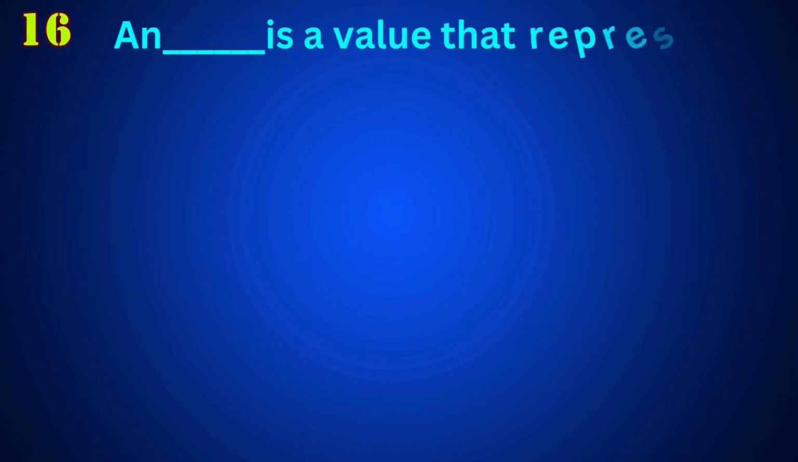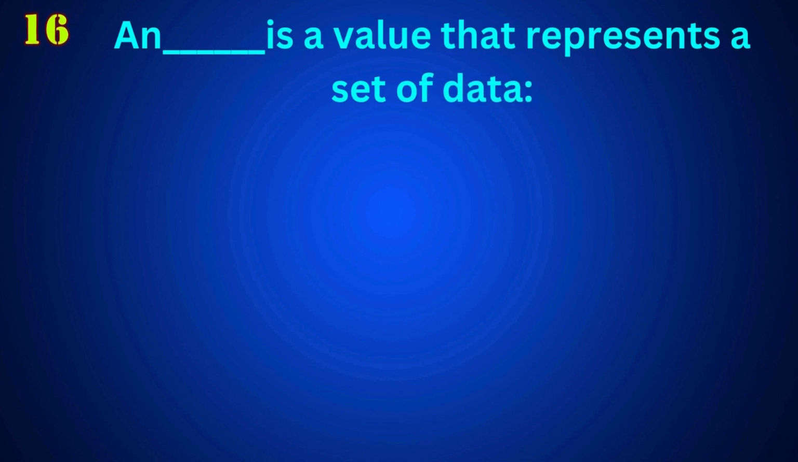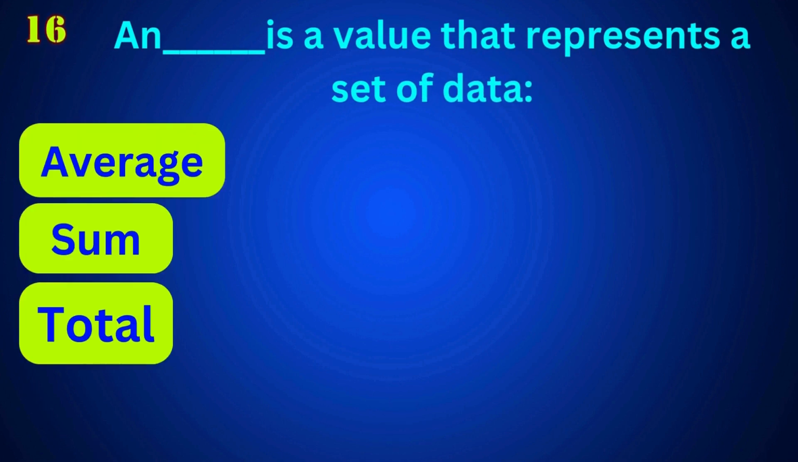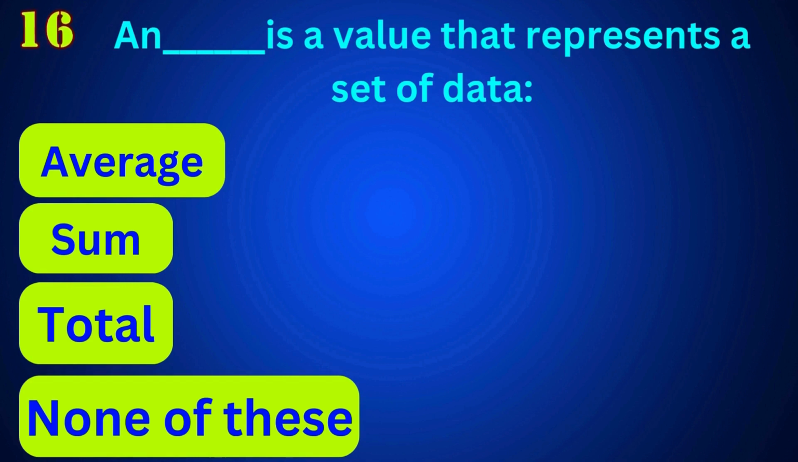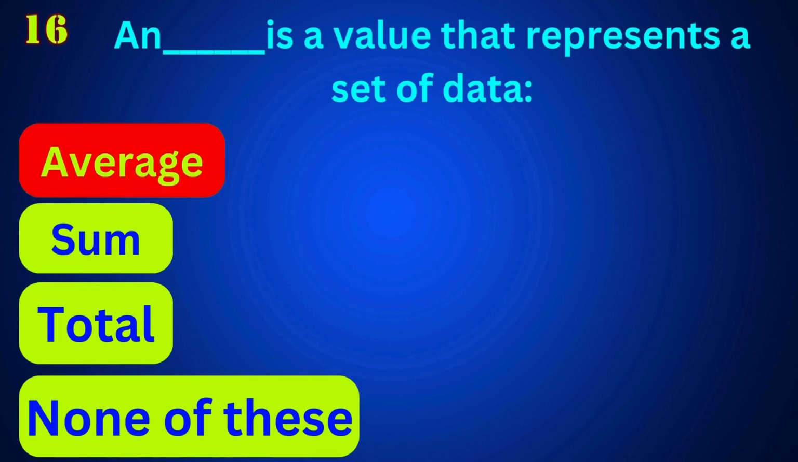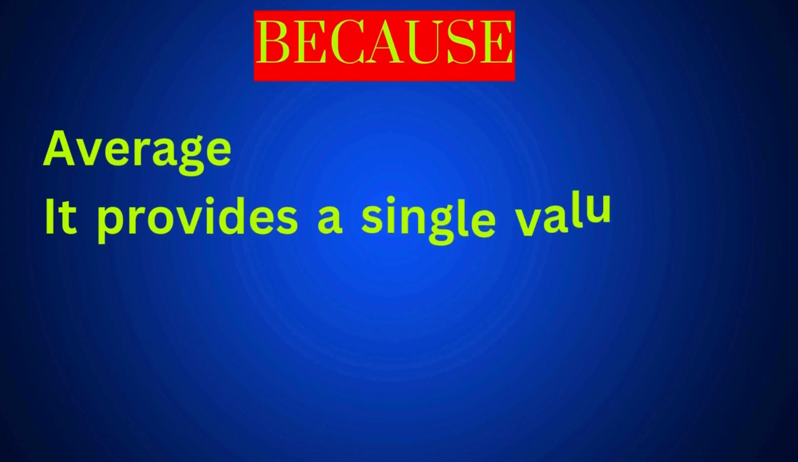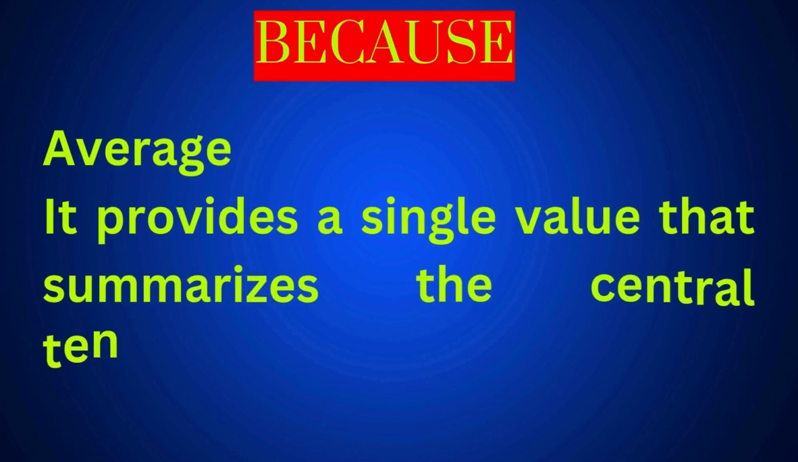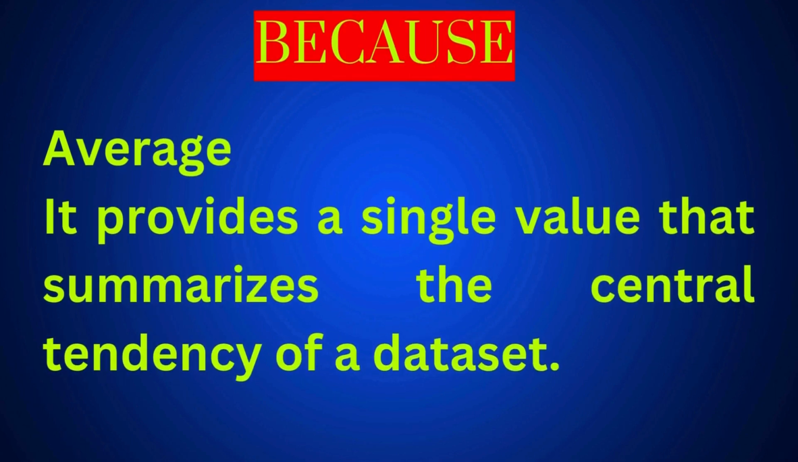And blank is a value that represents a set of data. Options are average, sum, total, none of these. Right option is: average, because it provides a single value that summarizes the central tendency of a dataset.